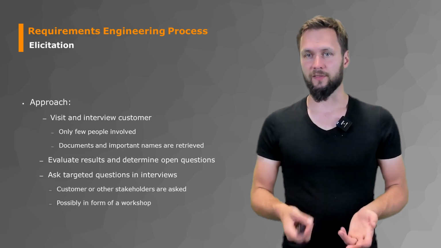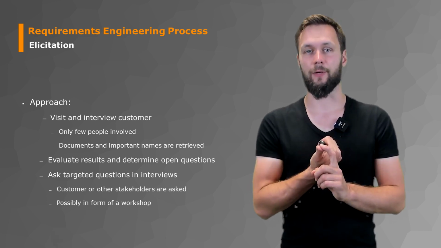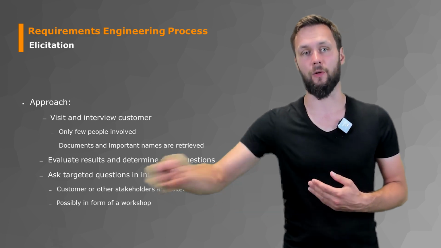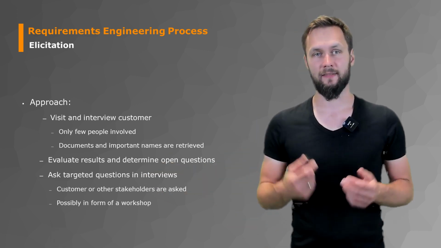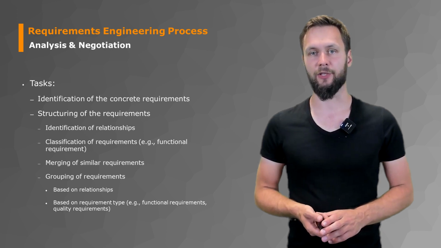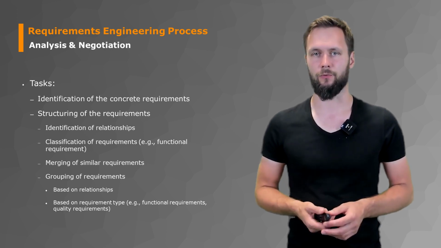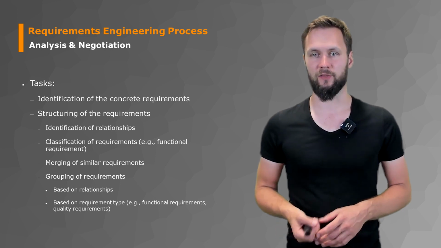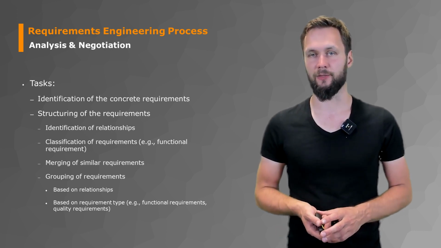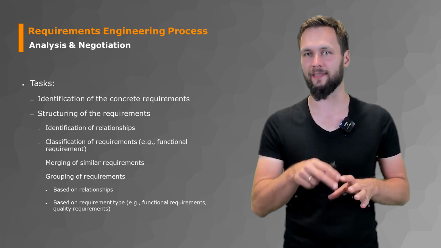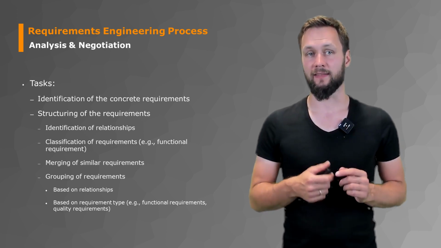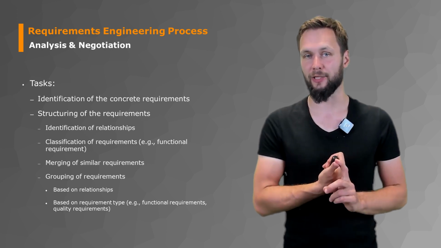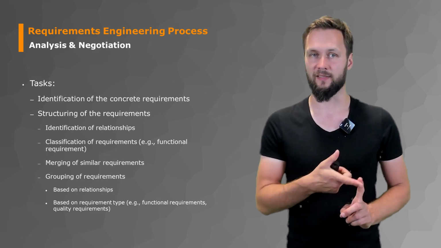Long story short, elicitation is about figuring out what they want, and then once you have the core, moving on from there. So next is the analysis and negotiation, often also referred to just as negotiation. You start that process once you have elicited requirements, and then you start the identification of the concrete requirements from those. That entails also structuring requirements, meaning identifying relationships between them, also classifying requirements.